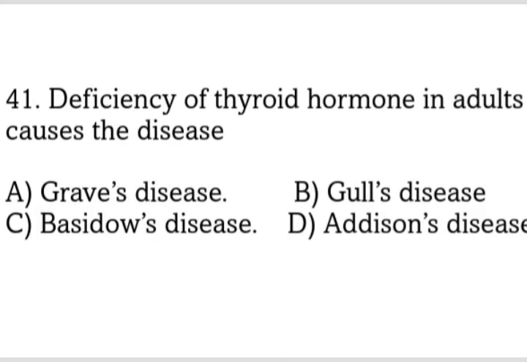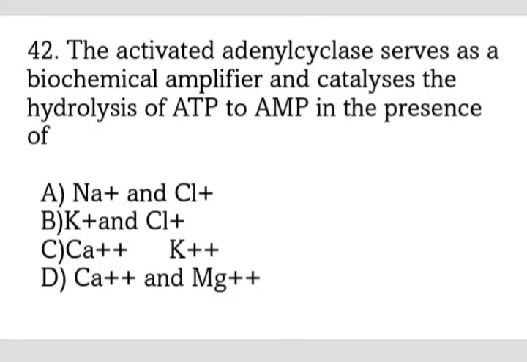Gull's disease, also known as myxedema, occurs due to deficiency of thyroid hormone in adults after the mental and physical growth is complete.